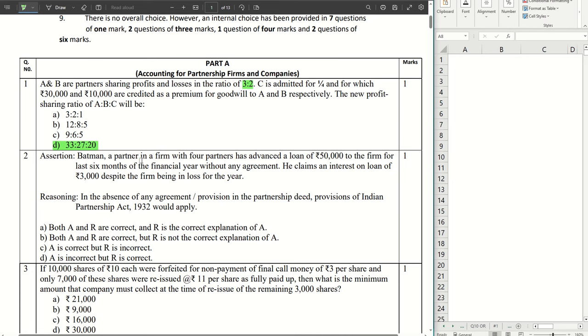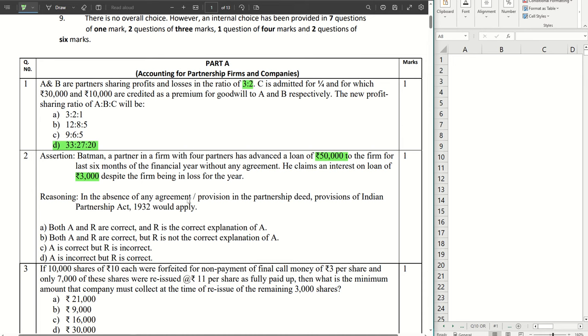Assertion: Batman, a partner in a firm with 4 partners, has advanced a loan of 50,000 to the firm for last 6 months of the financial year without any agreement, right? He claims an interest on loan of 3,000 despite the firm being in the loss for the year. So his claim of 3,000 is based on 6%. 6% of 50,000 is 3,000, right? So he's claiming that based on that, and it's a charge against profit. So the firm should be paying that interest even if there is a loss.